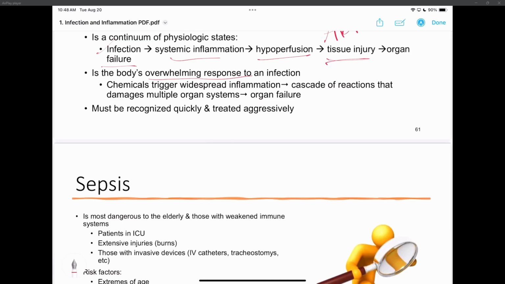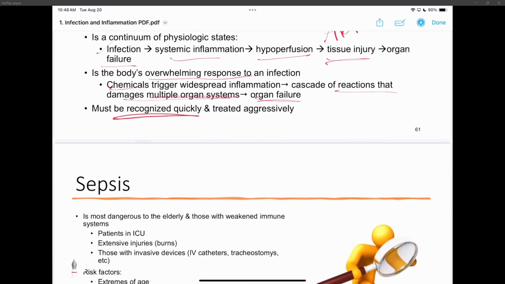It can happen very fast. These chemicals that are released cause reactions that damage multiple organ systems, leading to organ failure and then eventually death. Because you're killing off your organs, there's not enough left over. Especially your vital organs, they start getting damaged. Depending on how severe it is, they can't return back to function. You're going to have problems later on.